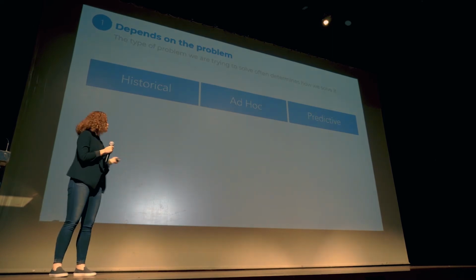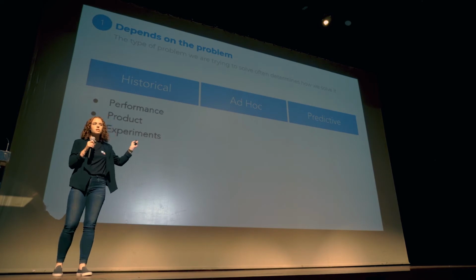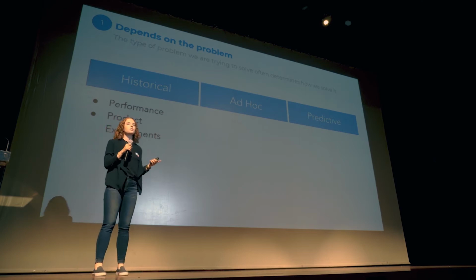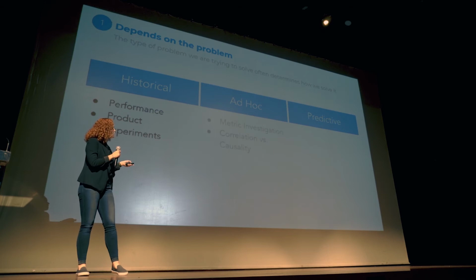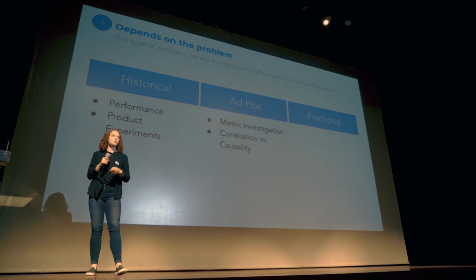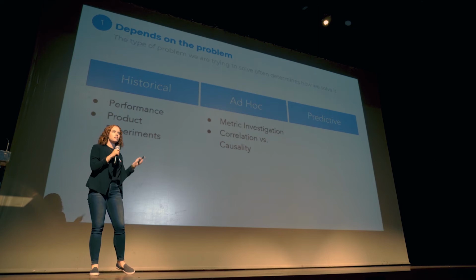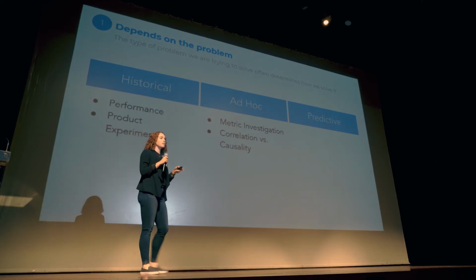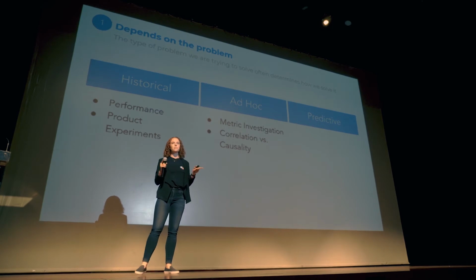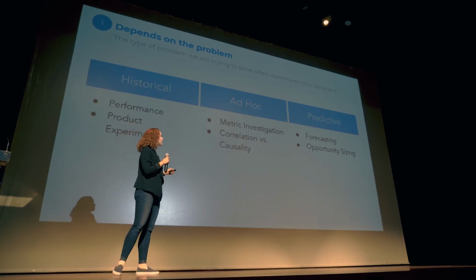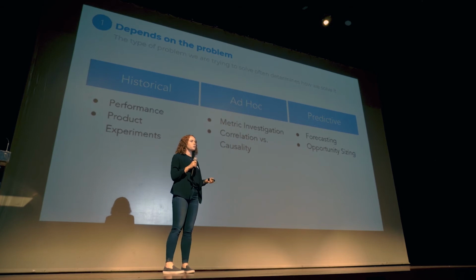So some examples of historical problems are understanding historical performance. Also understanding product experiments. They technically did happen in the past, and you're trying to understand how an experiment performed in the product. There's also ad hoc investigations. Why has the metric dropped? Why has it gone up? Why is it having this weird trend? Correlation versus causality, we see this a lot in the marketplace. Are two things related and they're causing each other, or are they happening independently at the same time? And then there's predictive, forecasting, trying to predict what the trends will be in the business, opportunity sizing to try to understand our growth opportunities and where we should be looking to in the future.